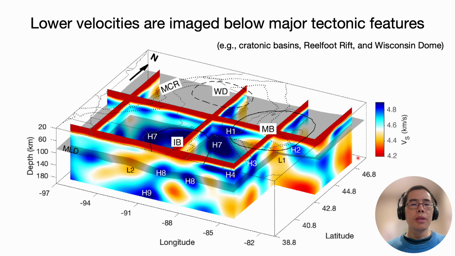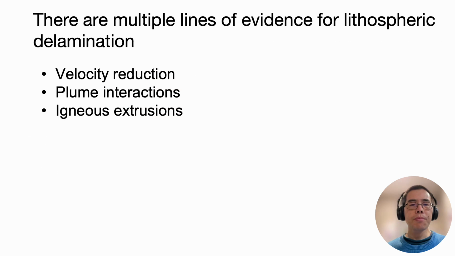I want to highlight a few major velocity features. One is the low velocity below central Michigan basin, all the way from 60 kilometers down to about 200 kilometers. And the other low velocity is right below the Illinois basin, all the way from the crust and down to deeper regions connected. And while the lower velocities are below the basins and major structures, higher velocities tend to be located below regions without major tectonic structures or in between major tectonic structures.